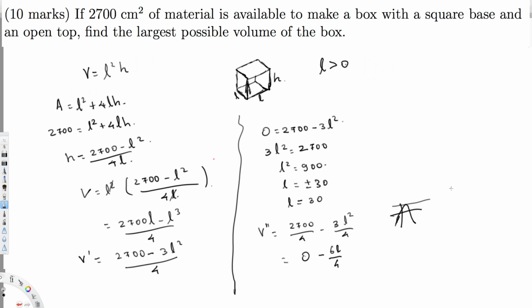Therefore, it fulfills the question, because the question is asking to find the largest possible volume of the box. When L is equal to 30, that's going to give the largest volume. If you want to find the largest volume, you just plug the value of L into this equation. For example, this is (2700 times 30 minus 30 cubed) over 4. That's going to give you the volume. And that's how we approach this question. I hope you guys liked this video. See you next time.